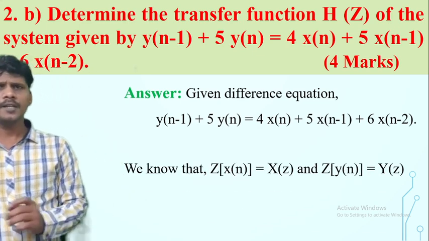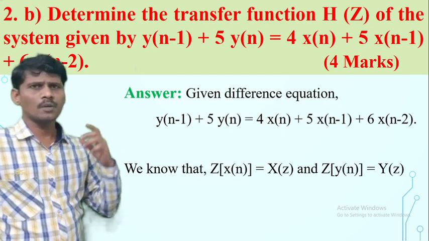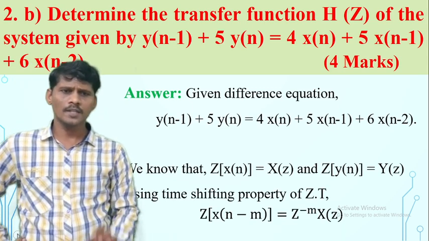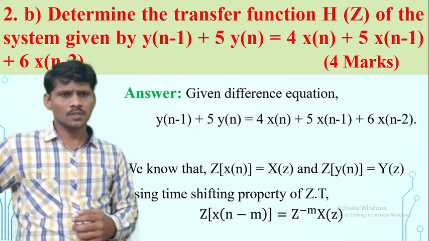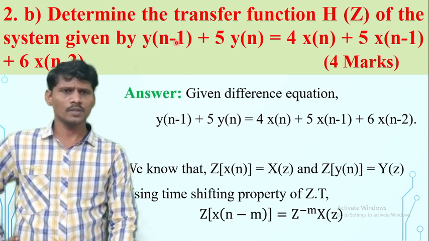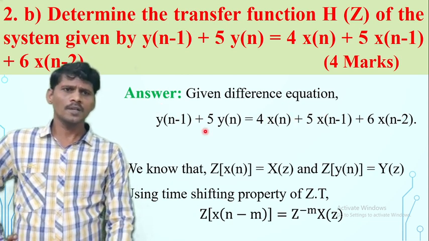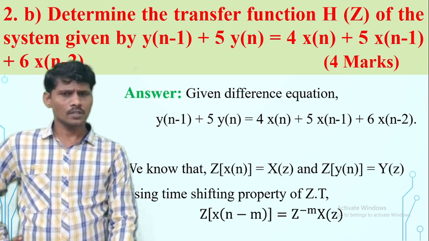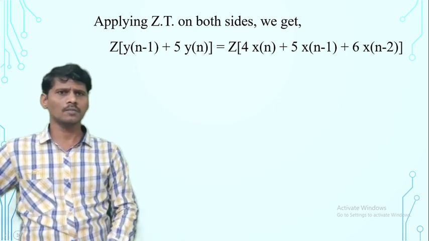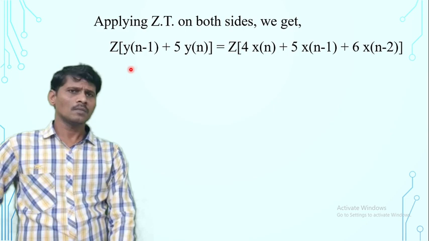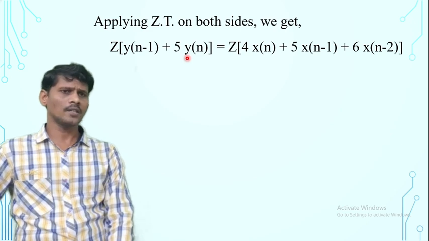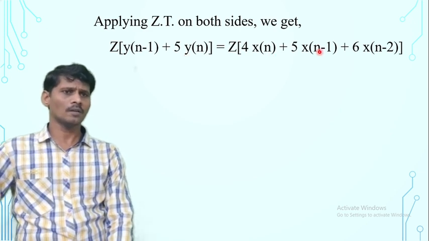We know that the z transform of x of n is X of z, the z transform of y of n is Y of z, and the time shifting property of the z transform of x of n minus m is z power minus m X of z. So first, applying the z transform on both sides of the given difference equation, we get the z transform of the LHS term equal to the z transform of the RHS term, applying the z transform to each term on the LHS side and to each term on the RHS side.